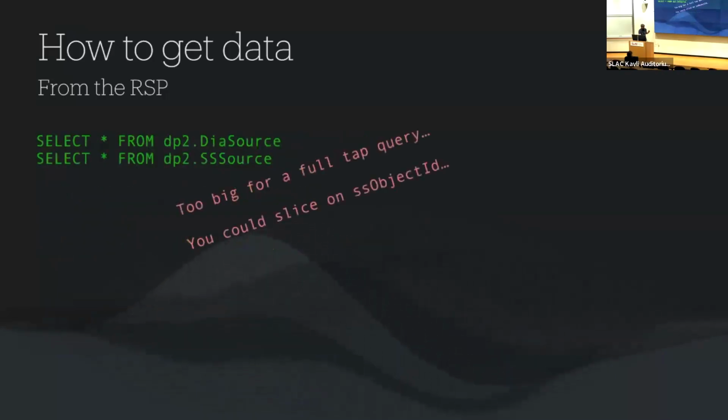The DIA source table, if you were paying a tremendous amount of attention to a slide in Mario's pop quiz, how many DIA sources in DP2? A billion. It's too many for the TAP to select star from. And a similar situation for the SS source table. You can't get all the DIA sources or all of the SS sources directly out of the TAP service.